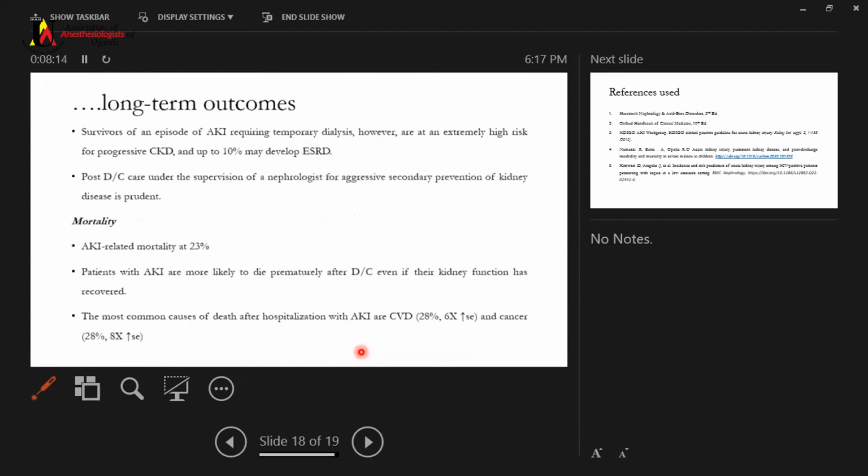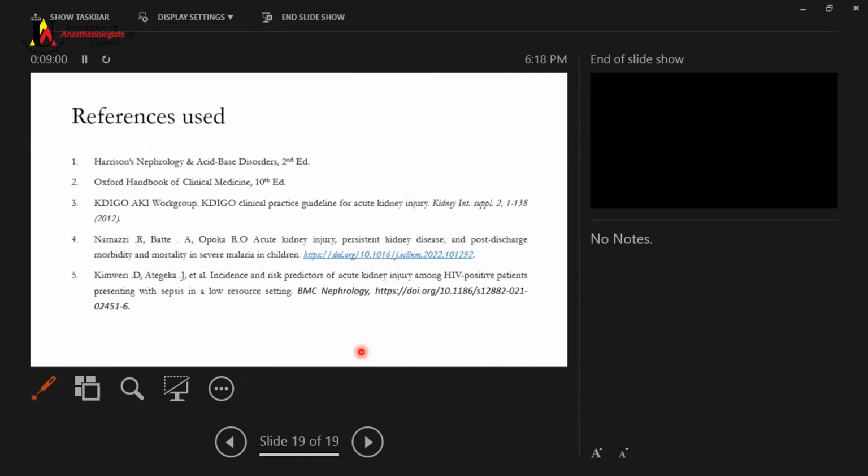Survivors of an episode of acute kidney injury requiring temporary dialysis, however, are at extreme risk of progressing to chronic kidney disease, and up to about 10% may end up developing end-stage renal disease. That's why it's important that on discharge, most of the patients continue to be under the care of a nephrologist, as well as the other members of the multidisciplinary team. In terms of mortality, acute kidney injury-related mortality still stands at about 23% globally. Patients who have acute kidney injury are more likely to die prematurely after discharge, mainly related to complications within the cardiovascular system, but also cancers.